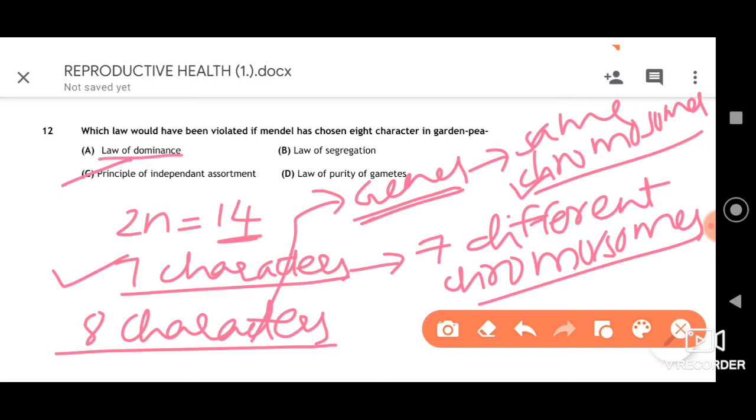We are already well familiar with the law of dominance, which explains the appearance of a dominant trait in a heterozygote genotype. The law of segregation tells us about segregation of alleles of a heterozygote genotype during gamete formation, and the law of purity of gametes tells us about the presence of a single allele of a gene in gametes. Anyway, the right answer here is the principle of independent assortment. So you have to go for option C.